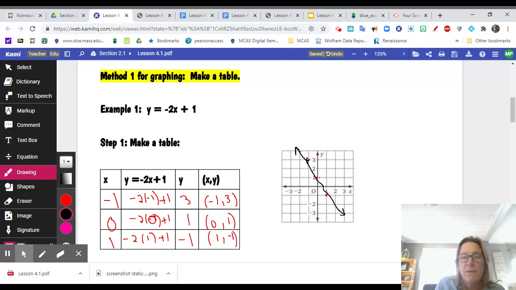Anyway, so every point on this line makes it true, and that's why I have to draw the arrows in. The arrows indicate that this goes on forever and ever, because I could choose larger values of x, extend this graph this way, and I would meet the line down below.